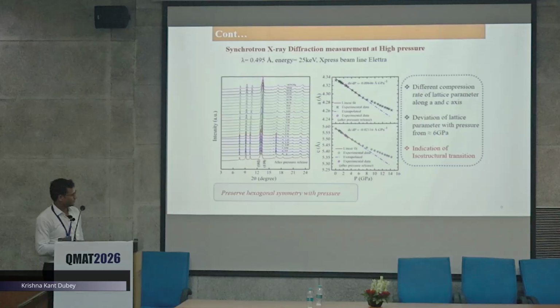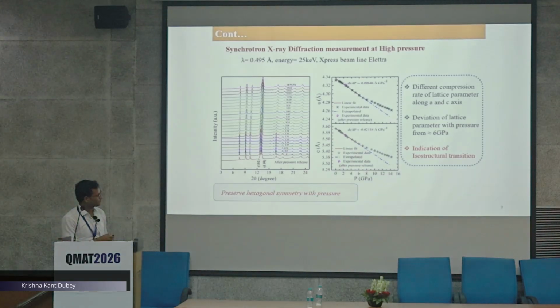Further, we studied the lattice parameter as a function of pressure. What we can observe here is that it deviates from linear behavior at around 6 GPa pressure. That indicates that this system undergoes an isostructural phase transition with pressure at room temperature.